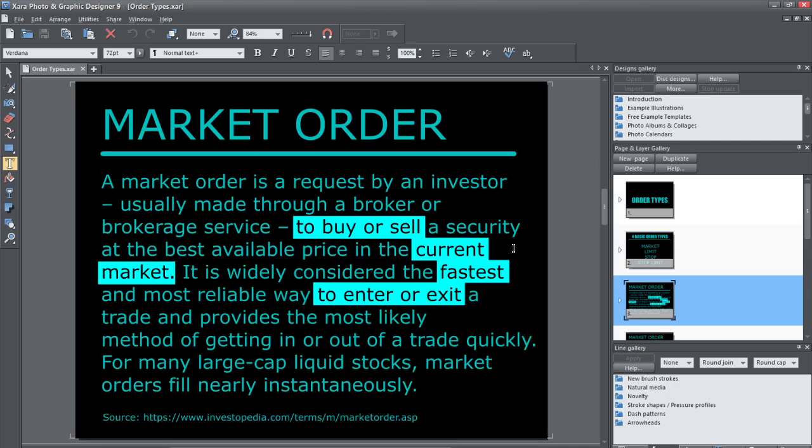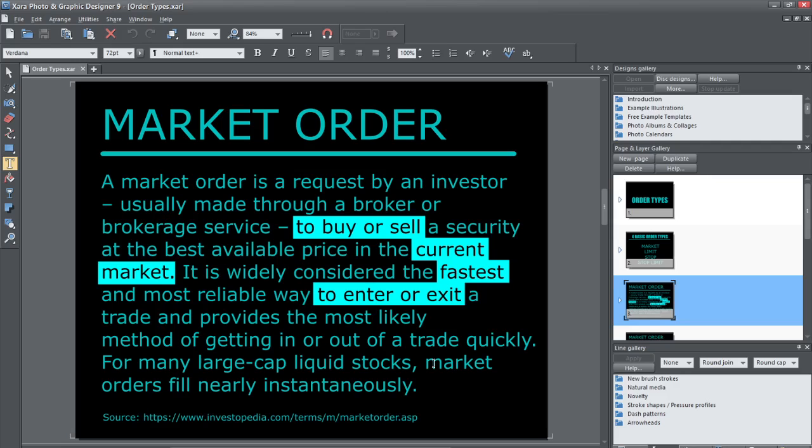So a market order is a request by an investor, usually made through a broker or a brokerage service, to buy or sell a security at the best available price in the current market. It is widely considered the fastest and most reliable way to enter or exit a trade and provides the most likely method of getting in or out of a trade quickly. For many large cap liquid stocks, market orders fill nearly instantaneously.